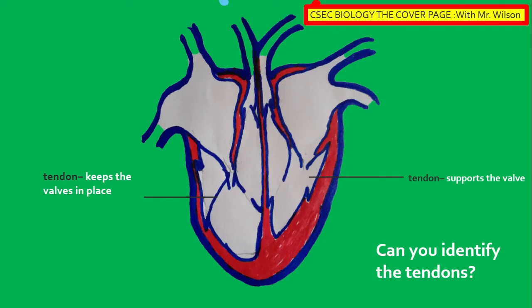If that happens, it's definitely going to be putting some pressure on the heart, and as an individual you should be feeling some amount of chest pain. So the tendons are very, very important to hold the valves in place and prevent the valves from turning inside out.